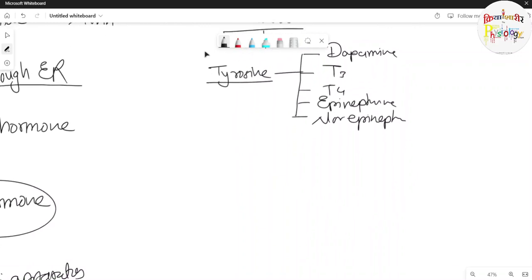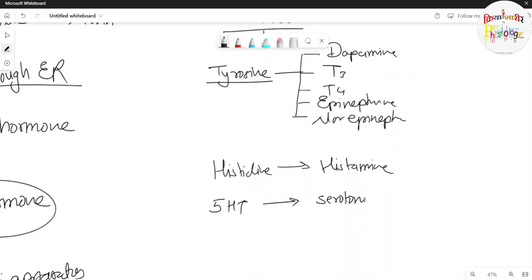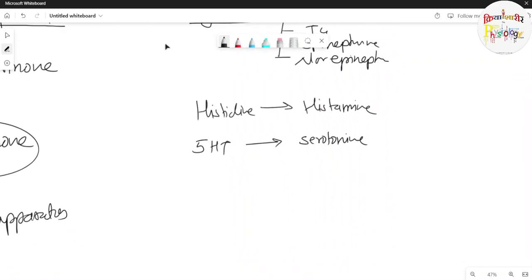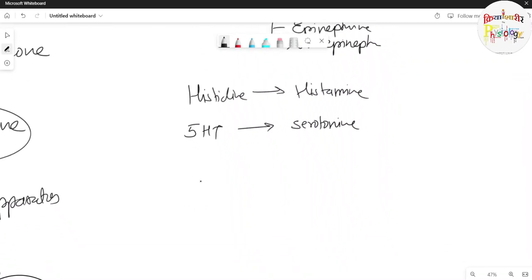After that, histidine forms histamine. 5-hydroxytryptophan can get modified into serotonin. So these are examples of hormones which are derivatives of amino acids. Like peptide hormones, these amine hormones are also stored in the form of granules.